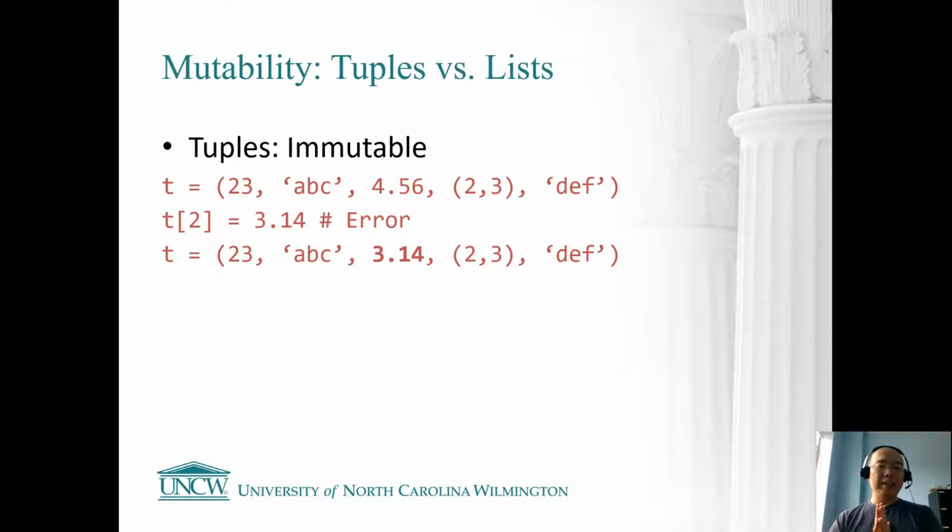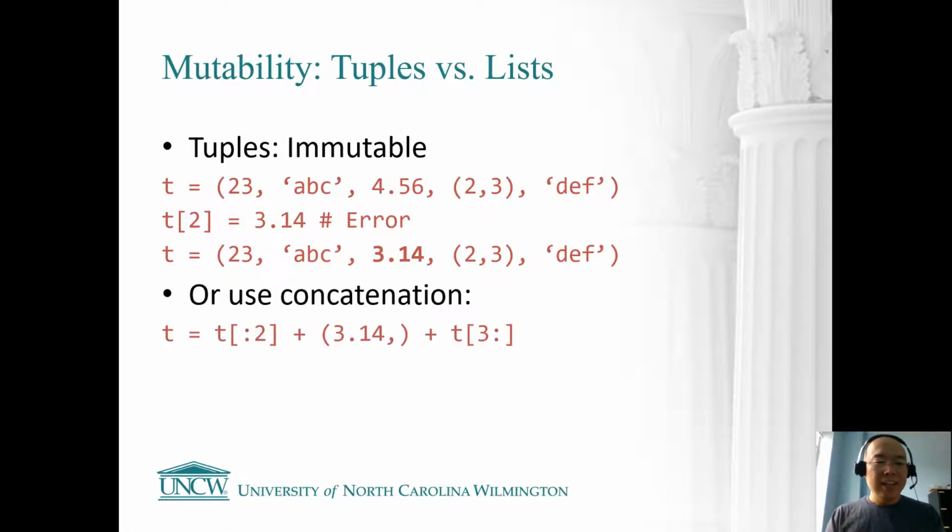Okay, in this example we have seen before, say I want to change the value 4.56 to a new value 3.14. I cannot do that because that is an in-place change, and we cannot do that in a tuple. Of course we can recreate this tuple, and here is just another way. We want to reuse part of the old tuple. Say I want to change this value, so the first two values, I can keep them.